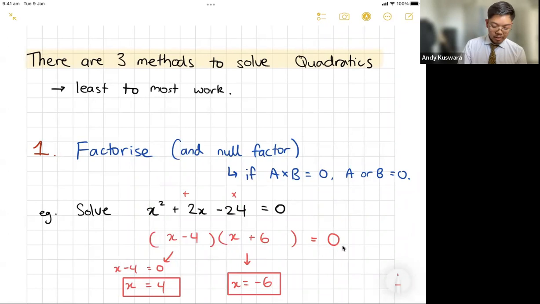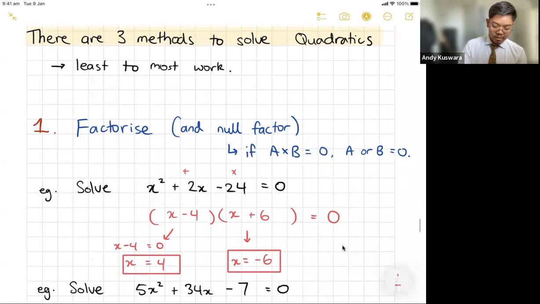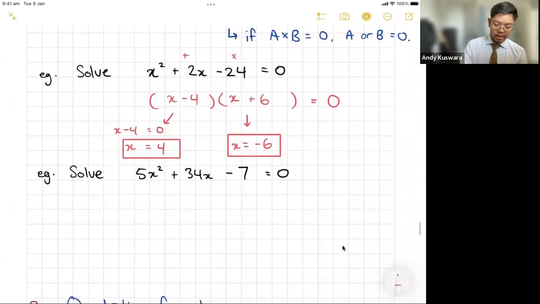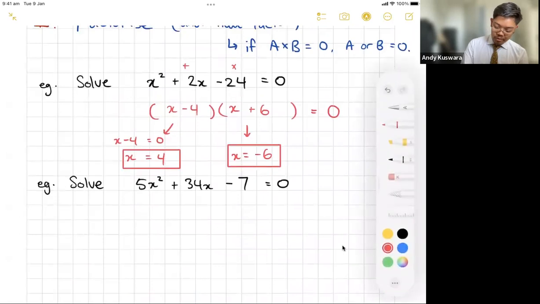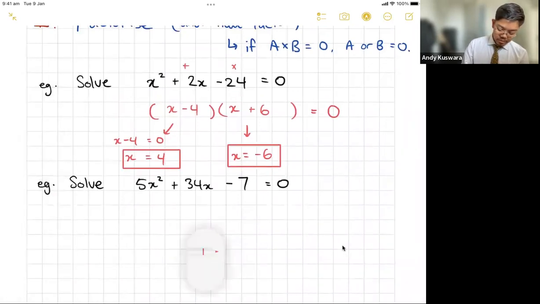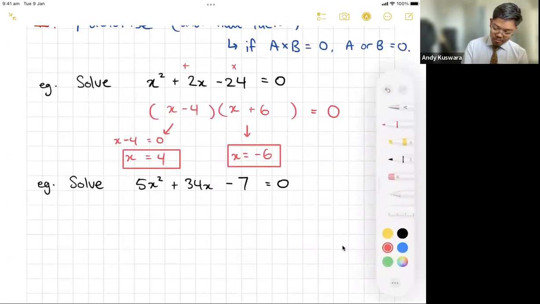Okay. And again, let's do one where we've got, what do you call it, non-monic, right? So if there's a number in front, what we are going to do, if I can figure out how this thing works. Nope, that's fine. I'll work with it.